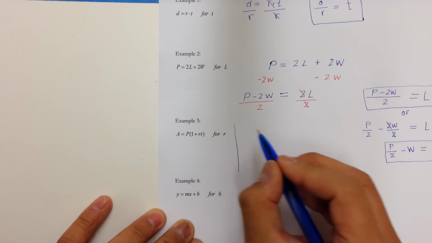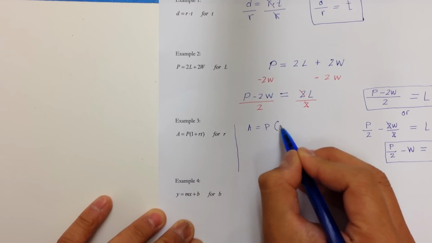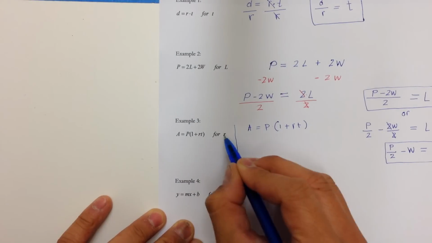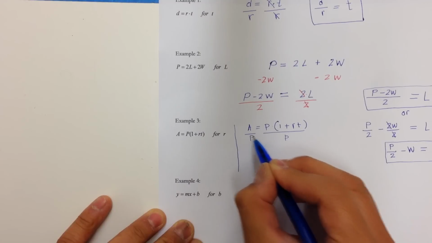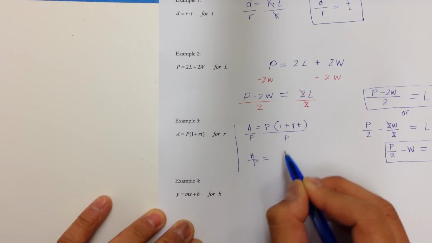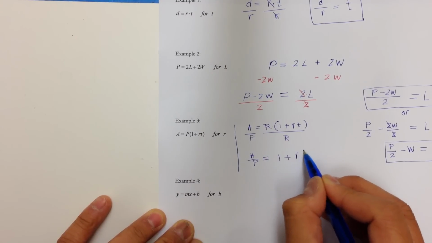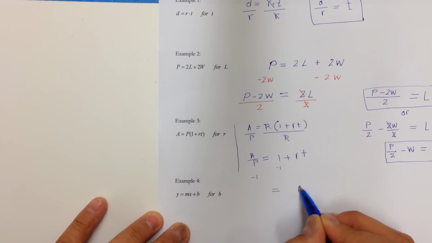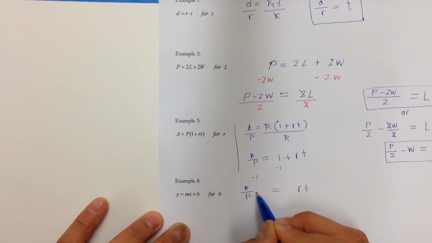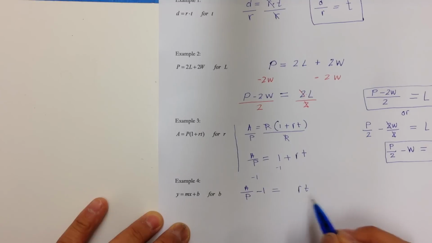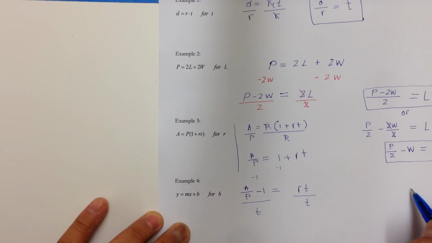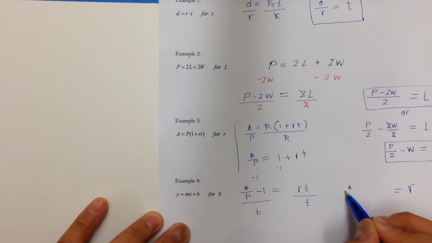So A equals P times (1 plus RT). I want to solve for R, so I divide both sides by P. So I have A over P equals, these P's cancel out, 1 plus RT. Okay, subtract 1 from both sides. So I have RT equals A over P minus 1. And then divide both sides by T. So that T cancels out and you have R. So R equals A over P minus 1, all over T.